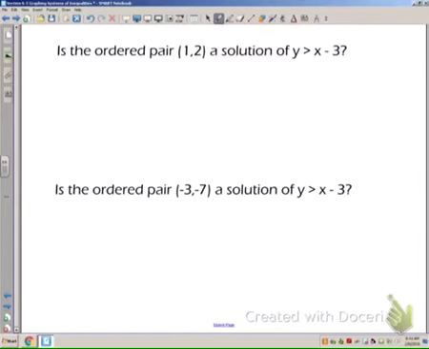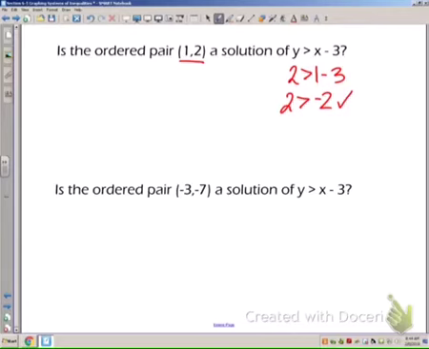Okay, so is the ordered pair (1, 2) a solution of y > x - 3? Well, let's plug it in and see. Plug in my 2 in place of my y, plug in my 1. Is 2 greater than -2? Yes, it is. So we know this ordered pair, (1, 2), is a solution.